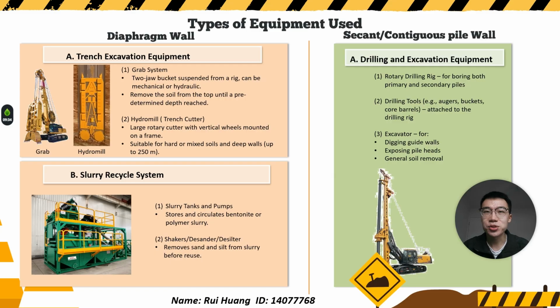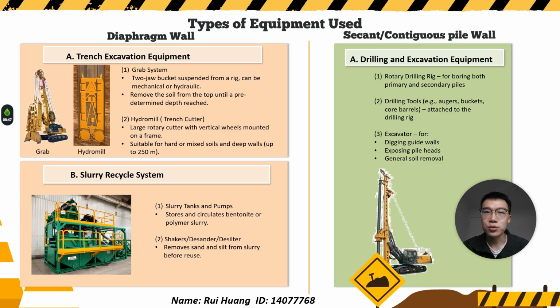This system mainly involves two categories of equipment. First is the grab system, which uses two jaw buckets suspended from a crane. It can be mechanical or hydraulic, and it's commonly used to remove the topsoil until a determined depth is reached. Then a hydromill, also called a trench cutter, is positioned in the precast panel. It's a large rotary cutter with vertical wheels mounted on a frame. It can cut through both the soil and harder materials, such as rocks up to 200 megapascals, which is suitable for deep excavation, and the depth can be up to 250 meters.